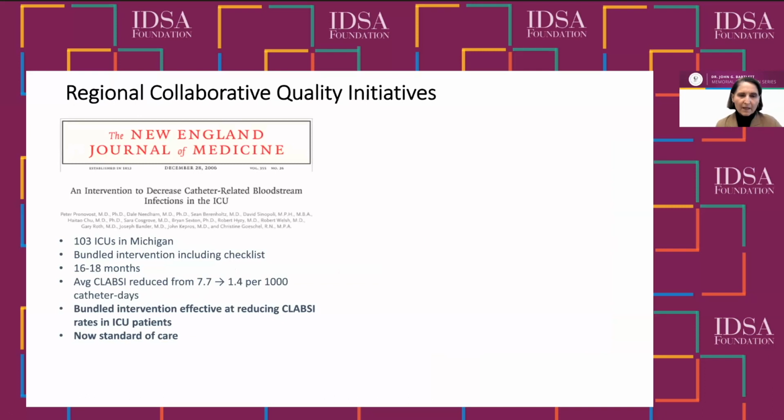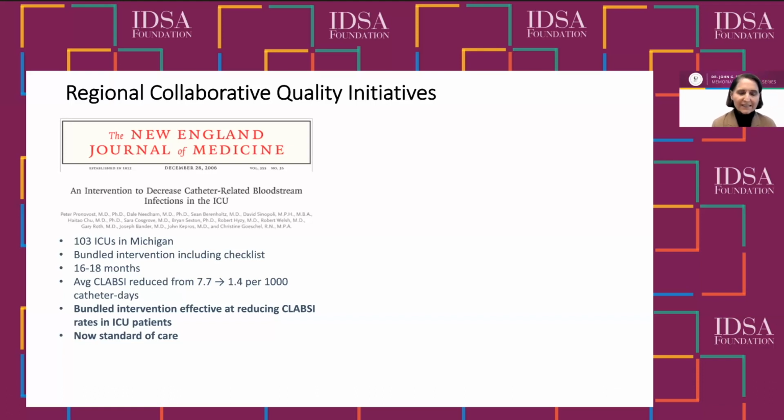So next slide. So one general approach that was taken were these regional collaborative quality initiatives. And the first and perhaps the best known was this Keystone ICU project, which was done in Michigan. It included 103 ICUs in Michigan, and they introduced a bundled intervention, including a checklist to try to reduce catheter-related bloodstream infections in ICUs.